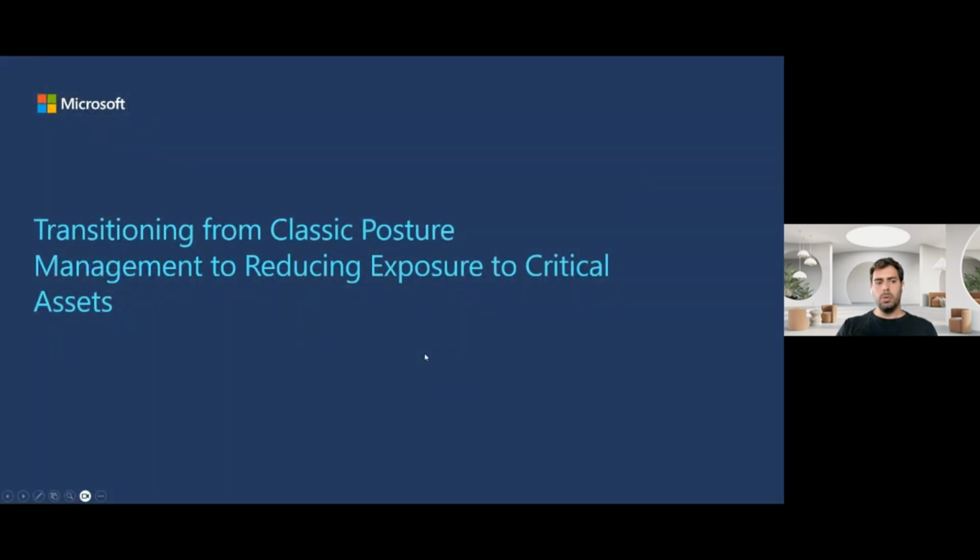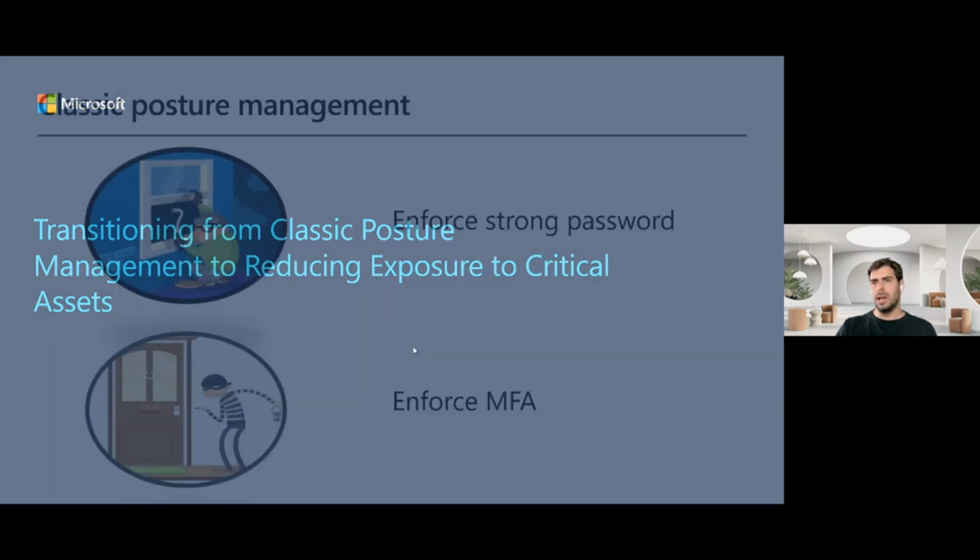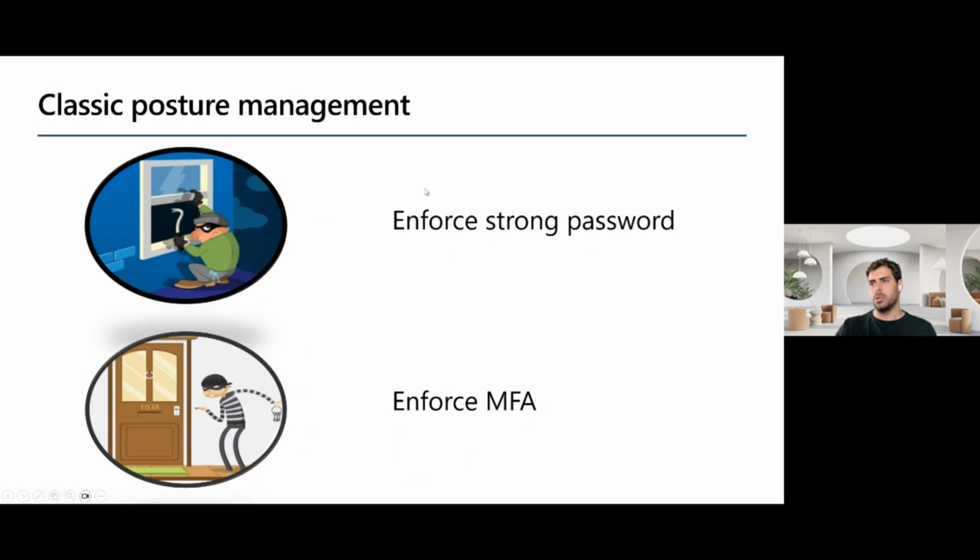Now, I wish to move on to the concept of transitioning from classic posture management to reducing exposure to critical assets. And for that, I wish to recap on what is classic posture management, or at least what I call classic posture management. When I say that, I mean those best practices that are applicable for every organization. For example, enforcing strong passwords or enforcing MFA, it's true for every organization. I would recommend anyone to follow these best practices.